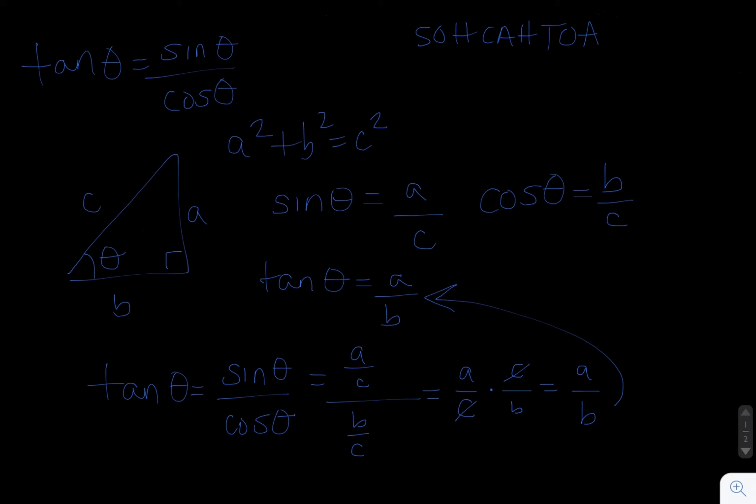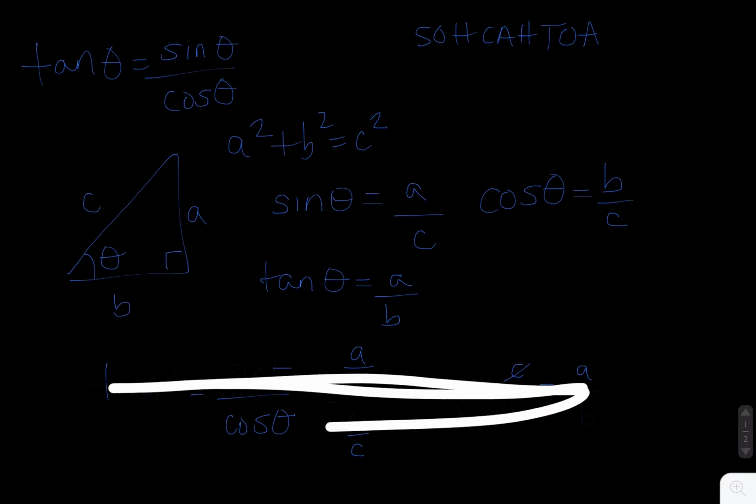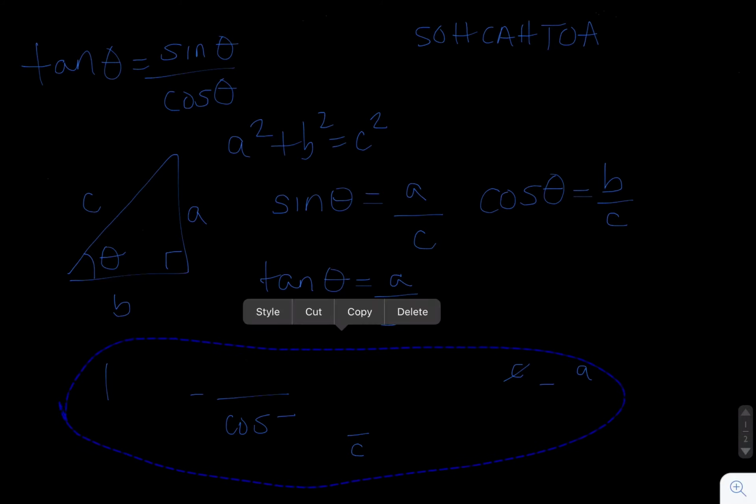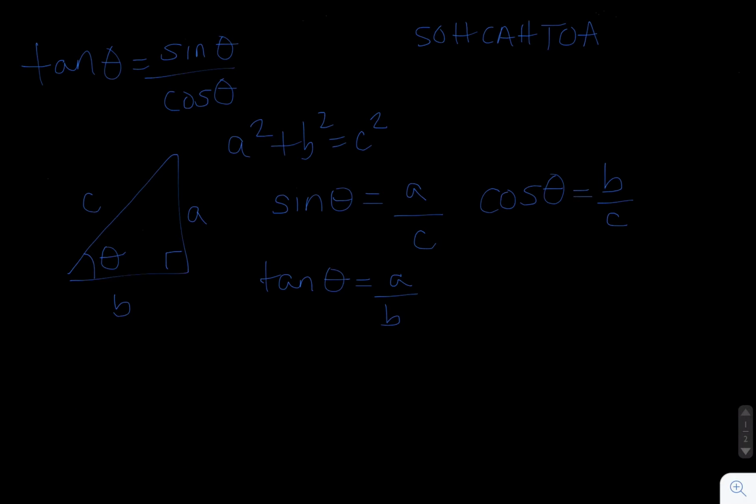Awesome. Let's go with another one. Another trigonometric identity. Let's keep our triangle there, right? Let's erase this stuff here. And let's say we want to prove that sine squared theta plus cosine squared theta equals 1. So that's another trig identity.